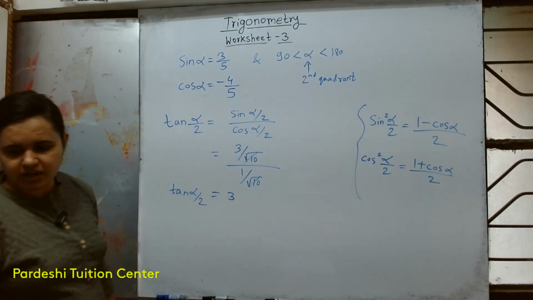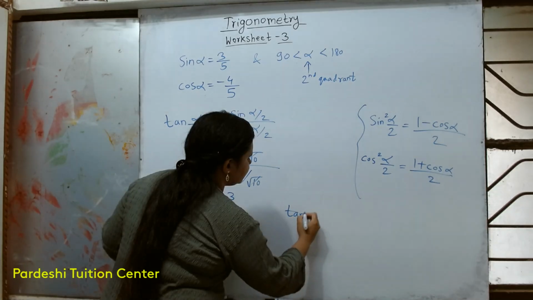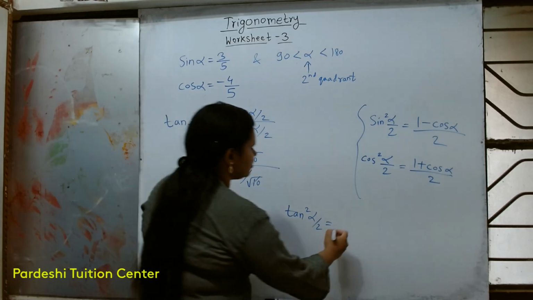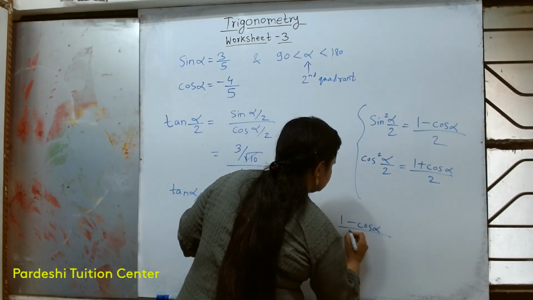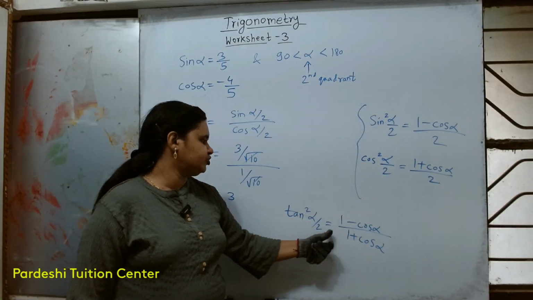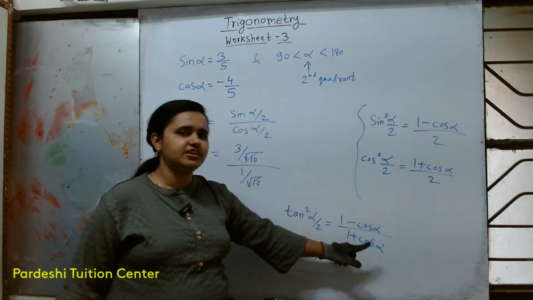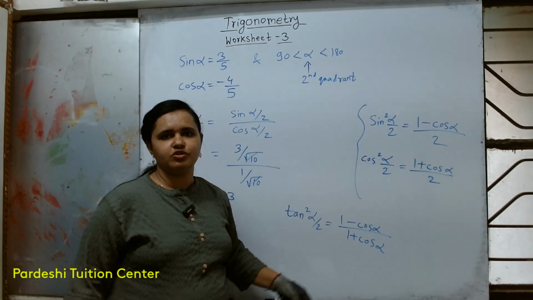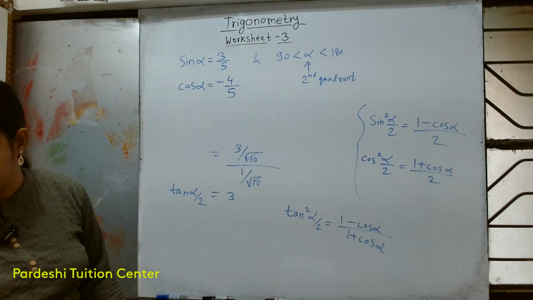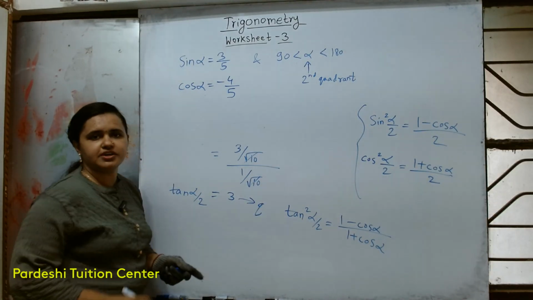Now it can be solved by another method also. The formula for tan square alpha by 2 is 1 minus cos alpha upon 1 plus cos alpha. You can solve by this method: tan square alpha by 2 equals 1 minus cos alpha upon 1 plus cos alpha, put in the value of cos alpha here, and you can also solve by this formula. So tan alpha by 2 is 3, that is option Q. Tan alpha by 2 equals 3 is option Q.